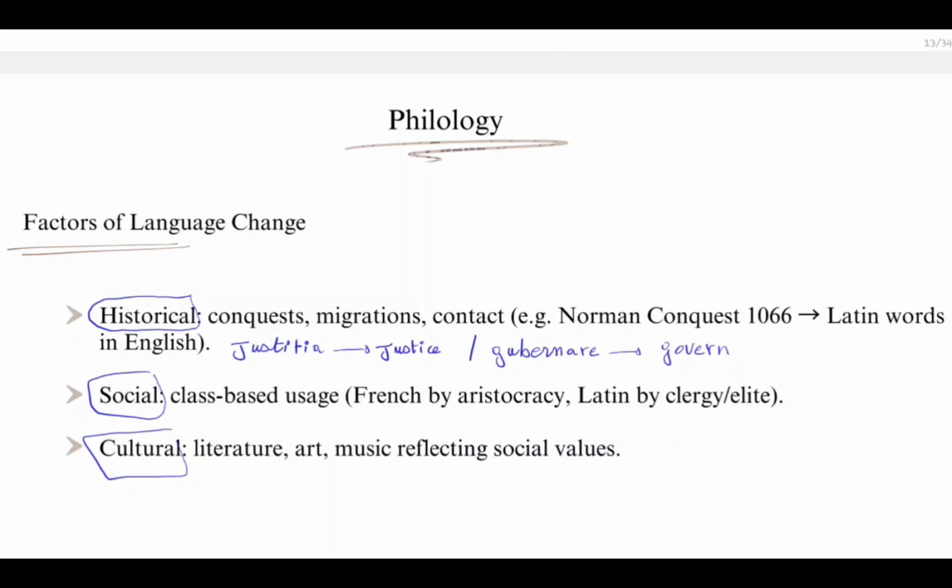As for the cultural factor, we have what? We have literature, art, music, reflecting what? Social values.